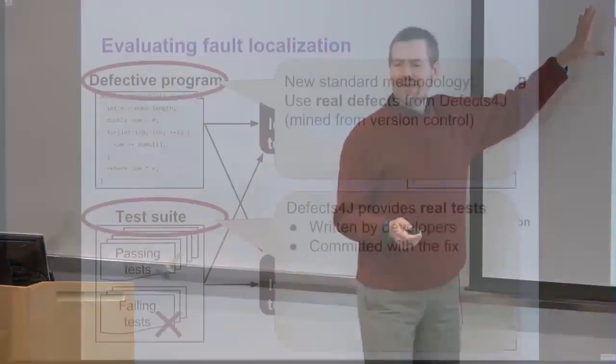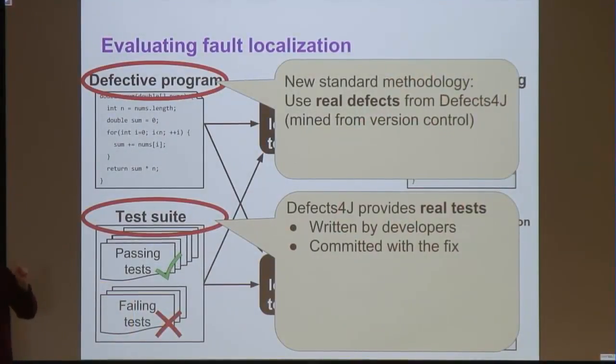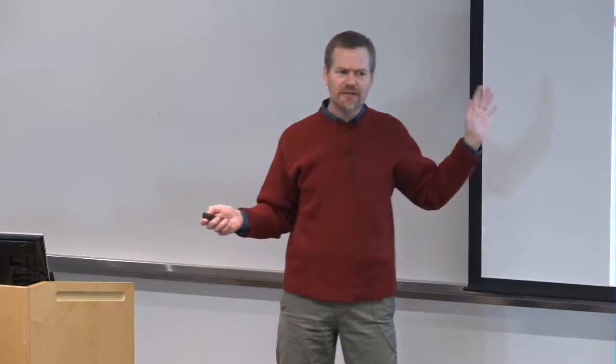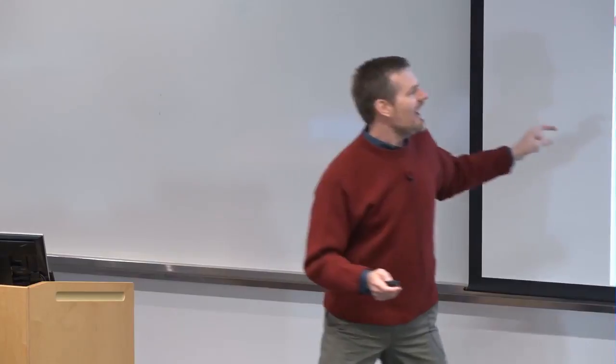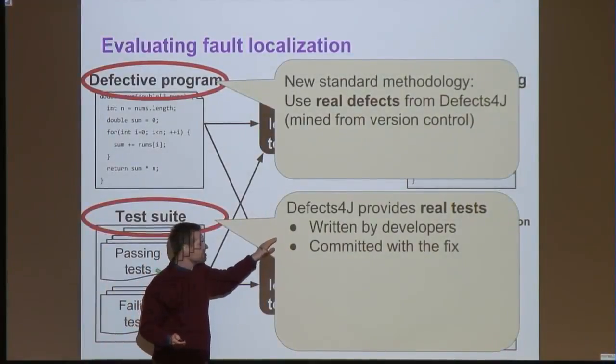Now we need to figure out where to get these test suites from. Luckily, because you're using this Defects4J data set, it provides real tests. These are real tests that were written by developers. They were committed with the fix. Again, we're using a real artifact, not fake artifacts. This sounds fantastic, right? No, you should all be screaming in terror at this point. This is awful. Because I just said they're committed with the fix.